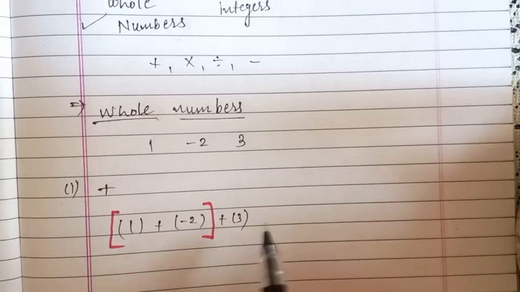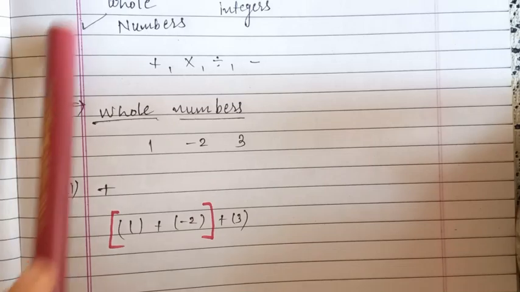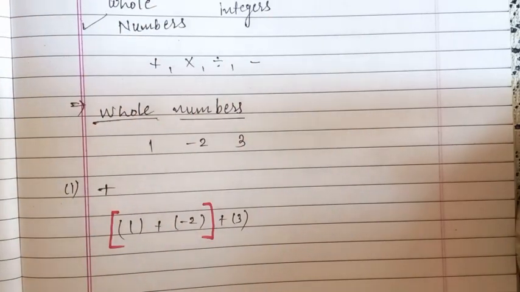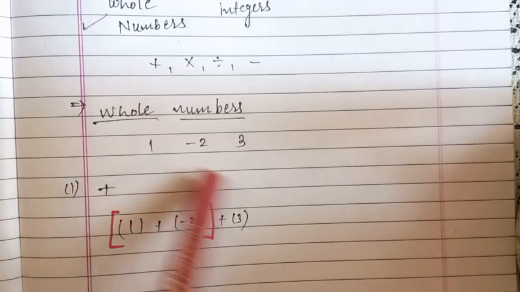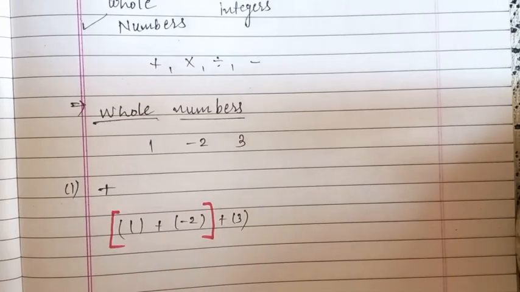In an exam, if you have a question that says prove the associative property for addition with whole numbers, then you have to do this: take any three numbers, make groups and check whether the answer will change or not.